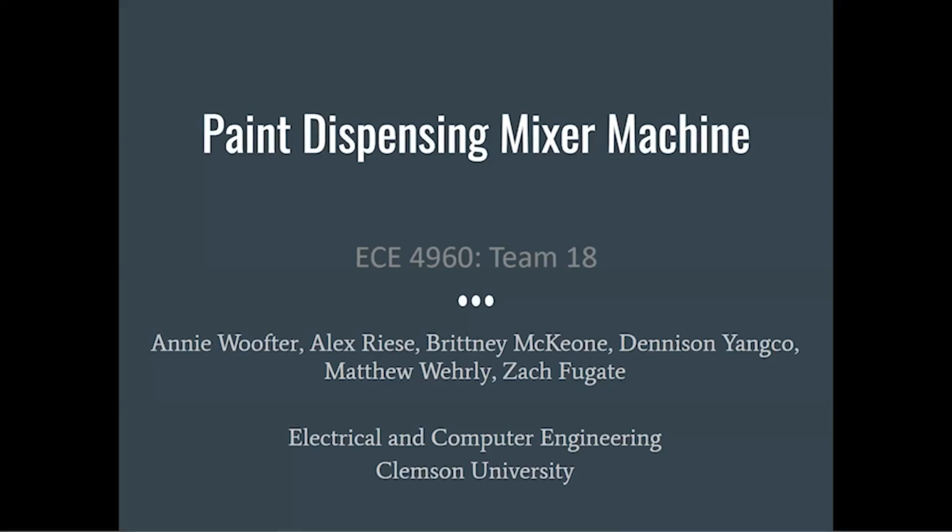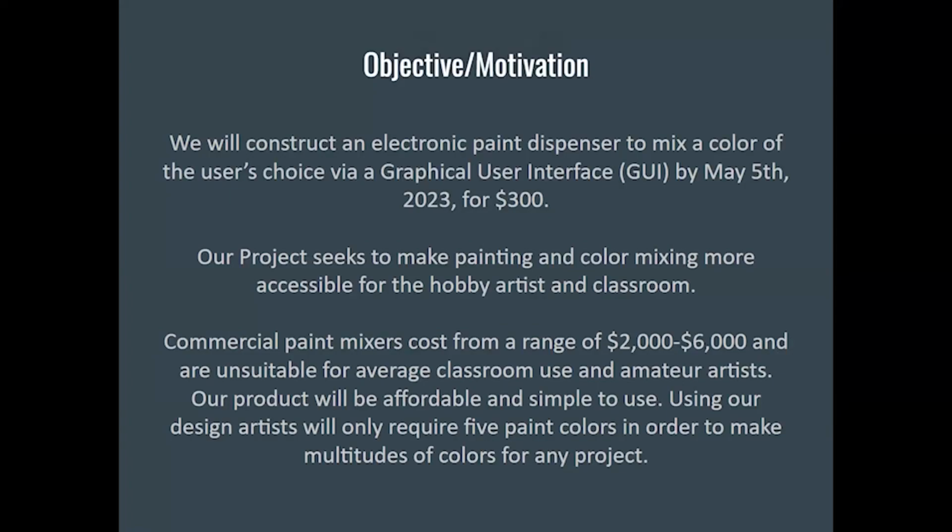This is the paint dispensing mixer machine project overview in ECE 4960 at Clemson University. We're Team 18. First and foremost is our objective and motivation. Essentially, we want to create an electronic paint dispenser that is able to mix a color based on the user's choice, and this will be done through a graphical user interface. We want our project to be done by May 5th and for $300.